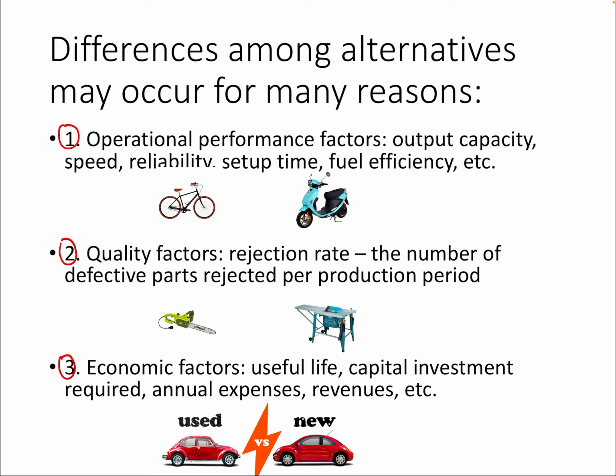And the third group of factors is called the economic factors. For example, the useful life, right? If you want to buy a car, sometimes you will consider a used car or a new car, right? So you need to understand that the used car, although it's cheaper, has a shorter useful life because it's already used by someone else. And so useful life is different, and the capital investment is different. A used car is cheaper, right?